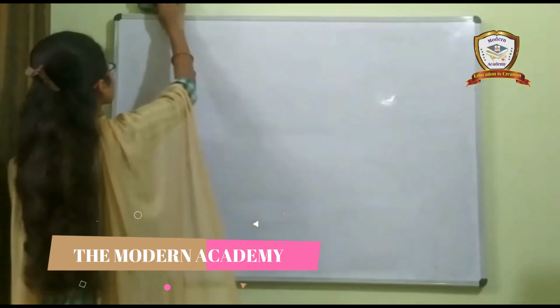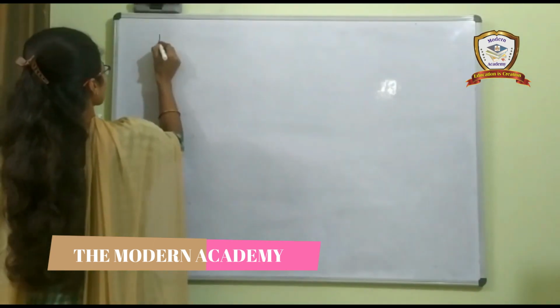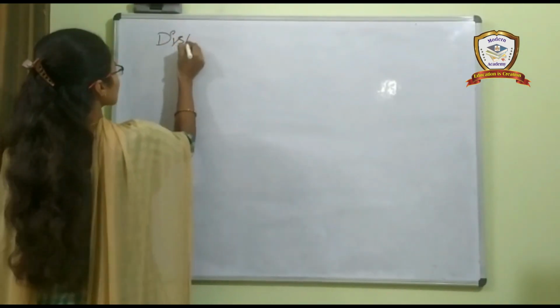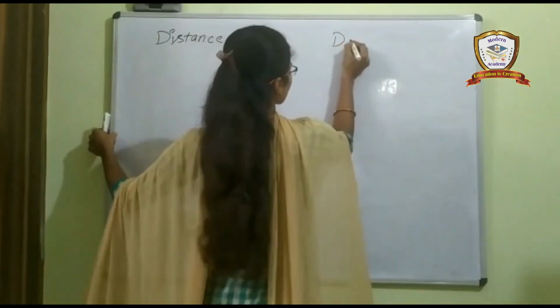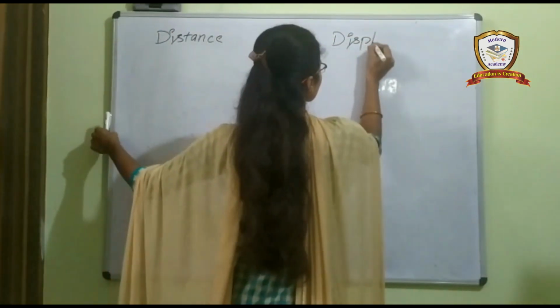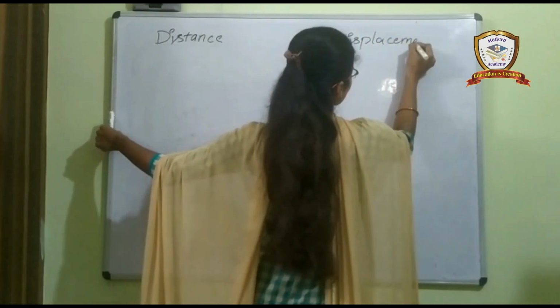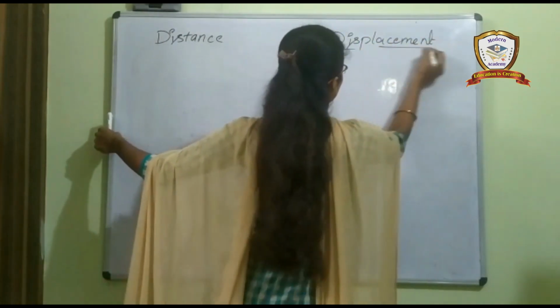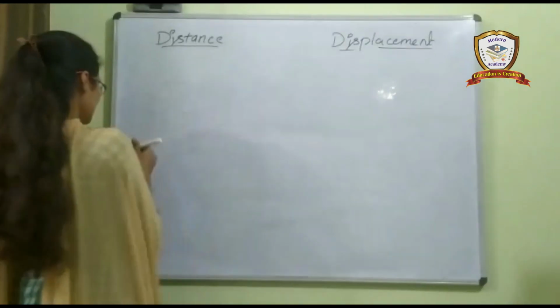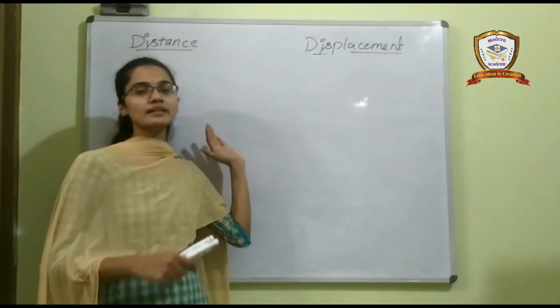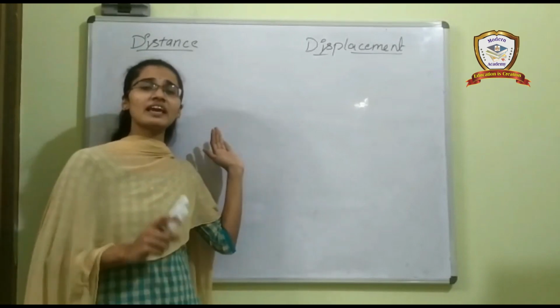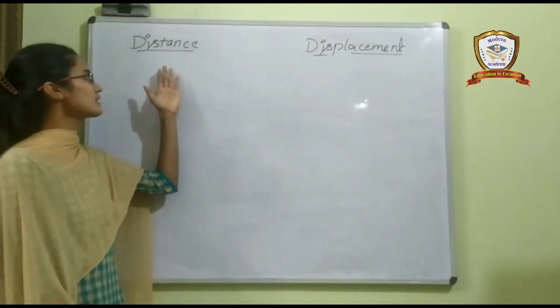That is distance and displacement. Distance is nothing but the actual length of the path covered by a moving body irrespective of the direction. That means in any direction. That we call distance.